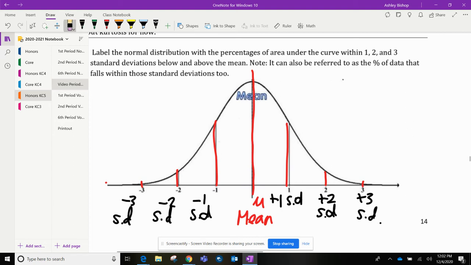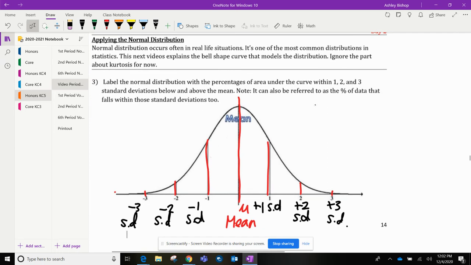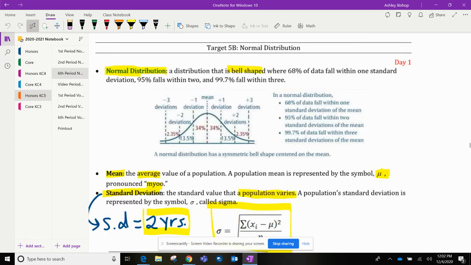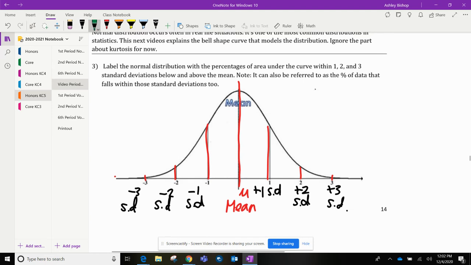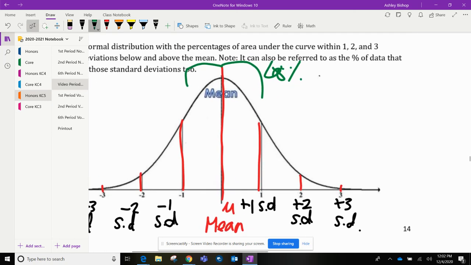This will make more sense when we do numbers with this, which we will in other examples, but you are now responsible for knowing, according to the definition, that 68% of the data lay within 1 standard deviation. So between +1 standard deviation and -1 standard deviation, there's 68% of the data here. If I want to find the percent of data that just lies between the mean and 1 positive standard deviation, it's going to be 34%.